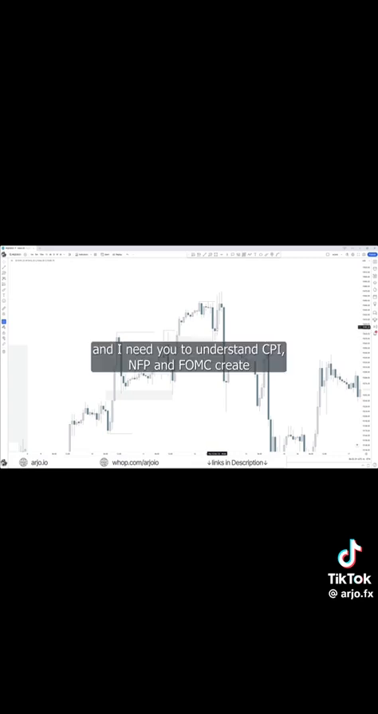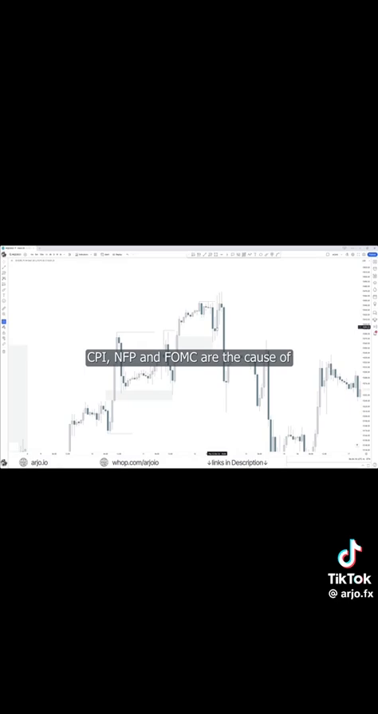Why? We had CPI on that Thursday. There was volatility. And I need you to understand, CPI, NFP, and FOMC create major swing highs and swing lows in the market. Meaning, in other words, they create intermediate term highs and intermediate term lows. CPI, NFP, and FOMC are the cause of major reversals in the market. Like we're seeing here on NASDAQ right there. CPI created that top with, of course, the concept fake top, etc.